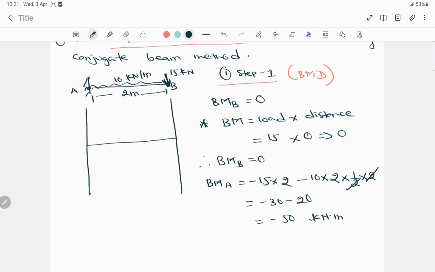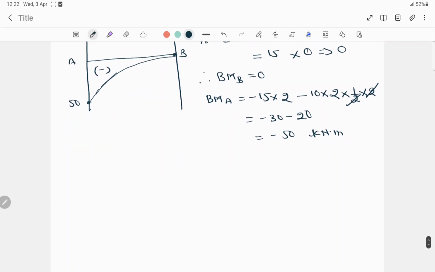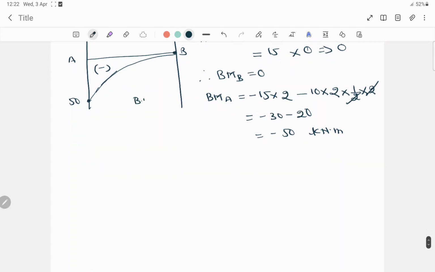Now we have a value for bending moment at B and A. At B it is 0, so it will be like this, and at A it is minus 50, right? Since it's a UDL load, the shape will be parabolic like this. Okay, so it's negative. Now this is the bending moment diagram.